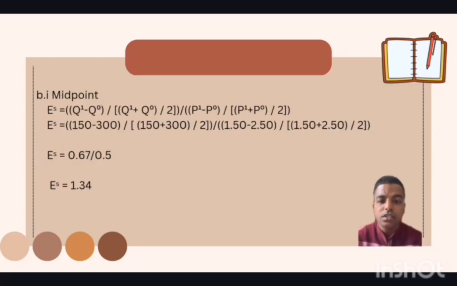Next we do the midpoint. Using the midpoint formula, ES equals Q1 minus Q0 divided by Q1 plus Q0 divided by 2, and we get the answer 0.67. The next step is P1 minus P0 divided by P1 plus P0 divided by 2, and then we get the answer 0.5. Next, we must divide both answers, that is 0.67 divided by 0.5. After simplifying, we get the final answer is 1.34. It means elastic because it's more than 1.